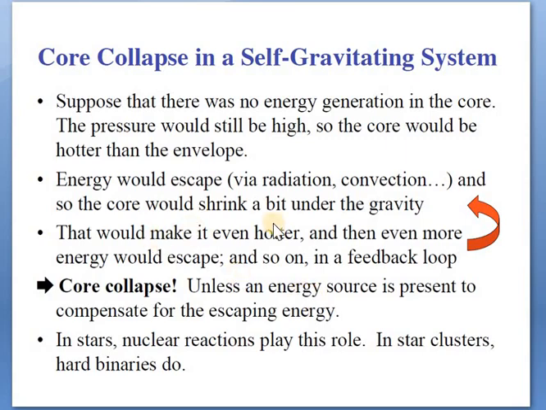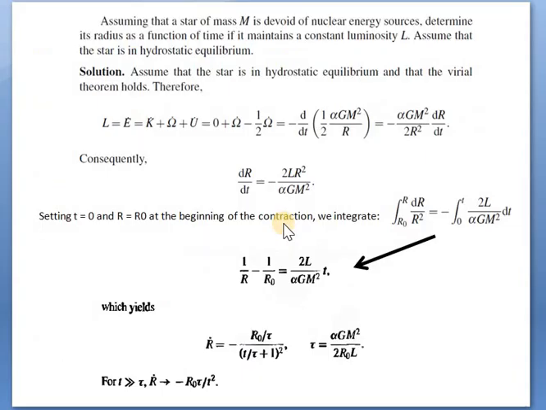Okay, now a very interesting problem. Suppose that a star of mass m is devoid of nuclear energy sources. Now, how would you determine its radius as a function of time? We have just talked about it, right? That it will slowly decrease. Now I am asking you to give a quantitative estimation of it, considering that it maintains a constant luminosity, and assume that the star is still in a state of hydrostatic equilibrium.